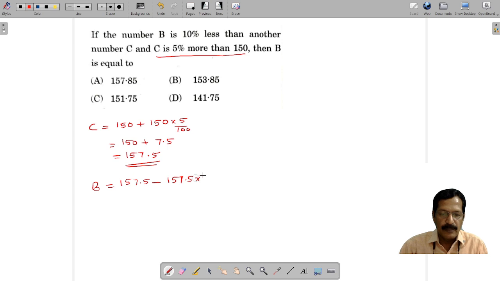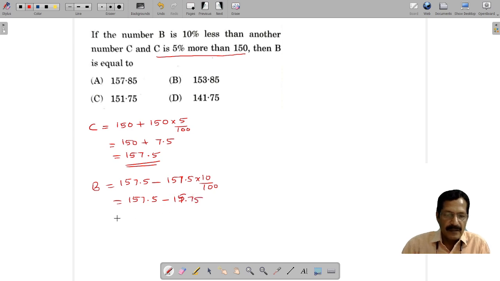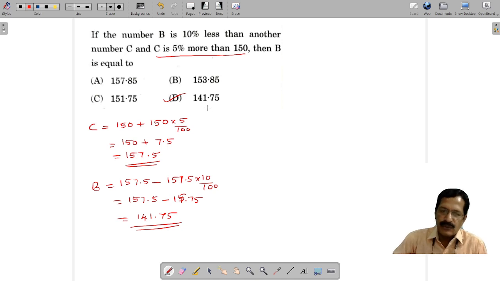157.5 into 10 by 100. So that is equal to 157.5 minus 15.75. And that we will get the answer as 141.75. So option D is the correct answer. This is a Jawahar Navodaya Vidyalaya Selection Test 2022 question.